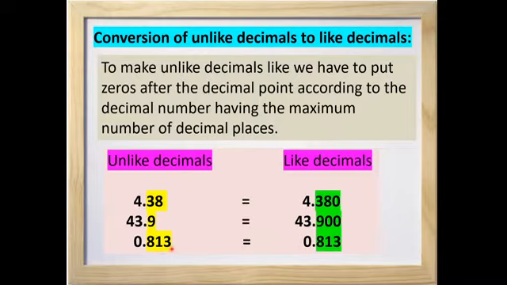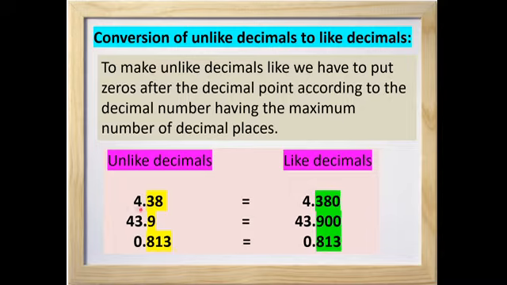Now how to convert them? Simply children, we have to put the zero. We have to add 0 to each number to make it like decimal. See, now you tell me in this unlike decimal which number is having maximum number of decimal places? Yes, it is 0.813 since there are 3 decimal places. So we have to put zeros accordingly.